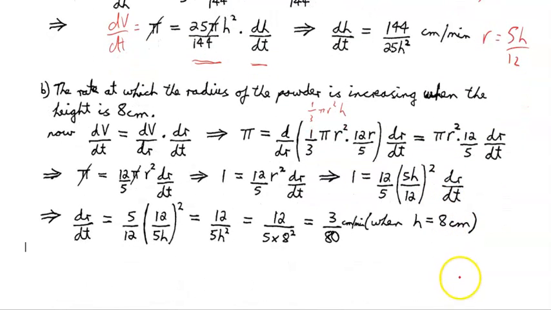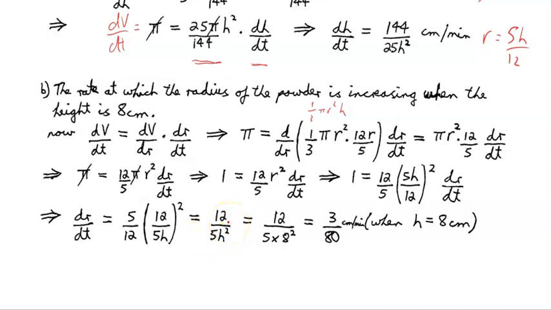Solving now for dr/dt, we'll have 5 on 12 times, in parentheses, 12 on 5h all squared. When we tidy all that up, we're going to have h squared underneath, 25 underneath, a 5 up the top, so they'll cancel out, leaving a 5. A 12 squared here will cancel a 12 here, so we're left with 12 on 5h squared.